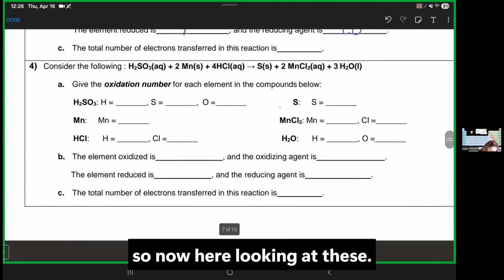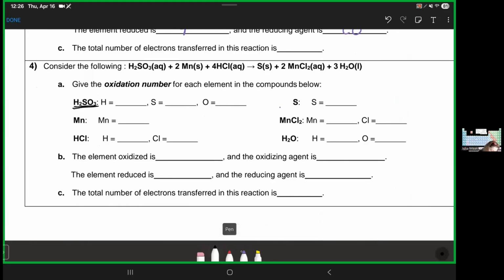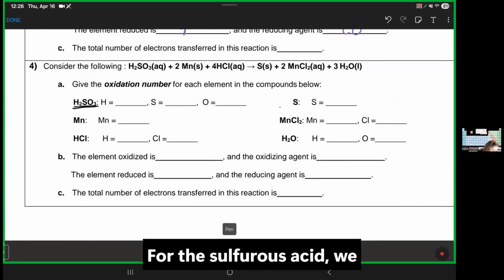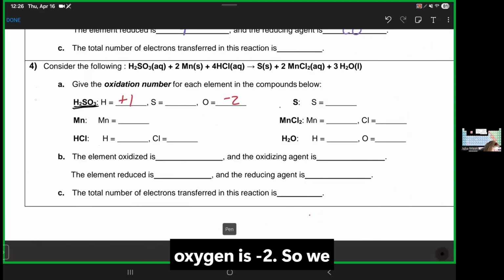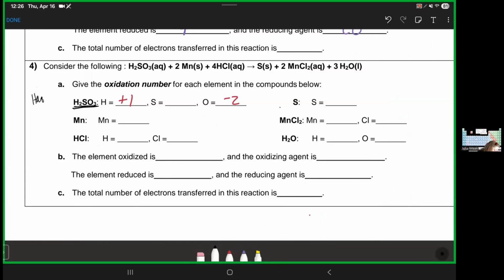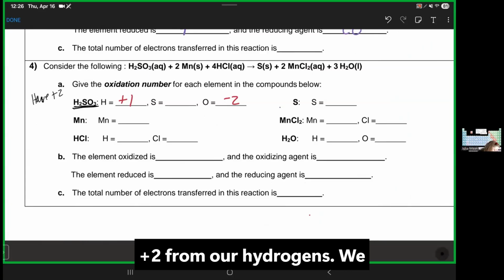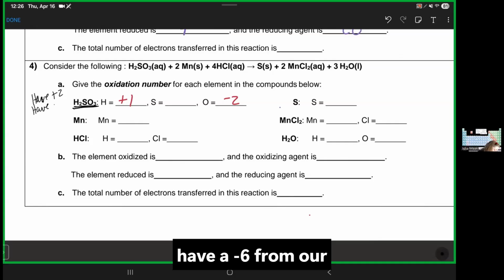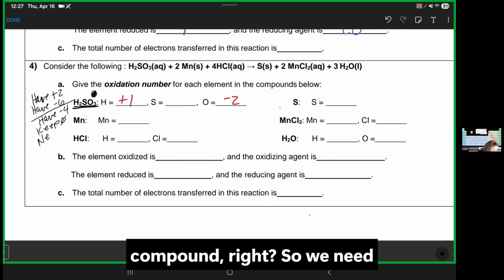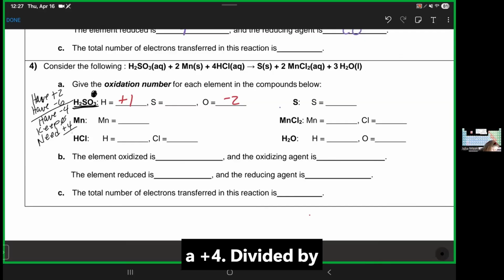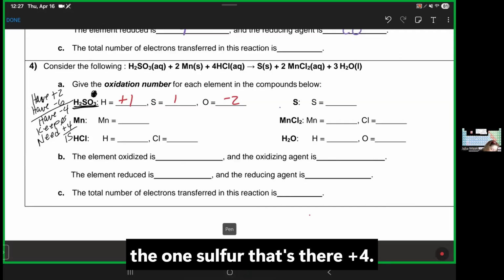Okay, so now here looking at these, for the sulfurous acid, we know hydrogen is +1 and oxygen is -2. So we have +2 from our hydrogens. We have a -6 from our oxygens. So we have a -4. We don't want to keep any of them because there's no charge on that compound, right? So we need a +4 divided by the 1 sulfur that's there. +4.